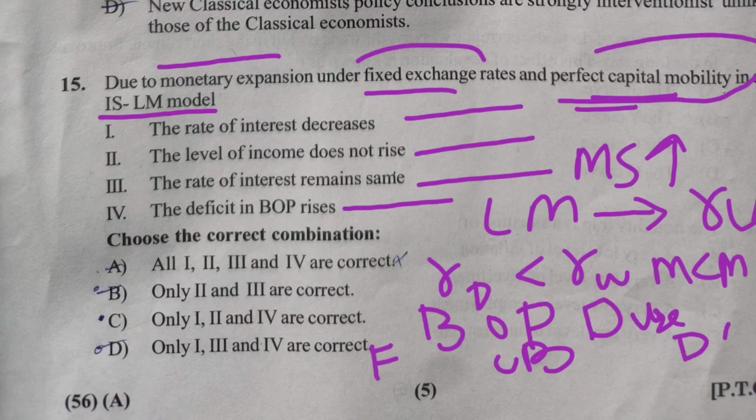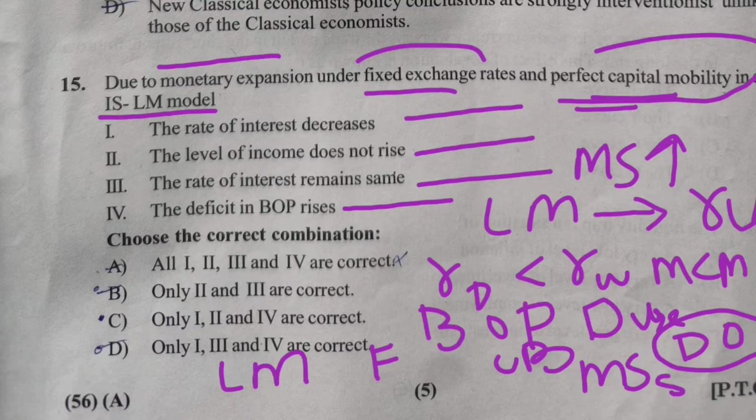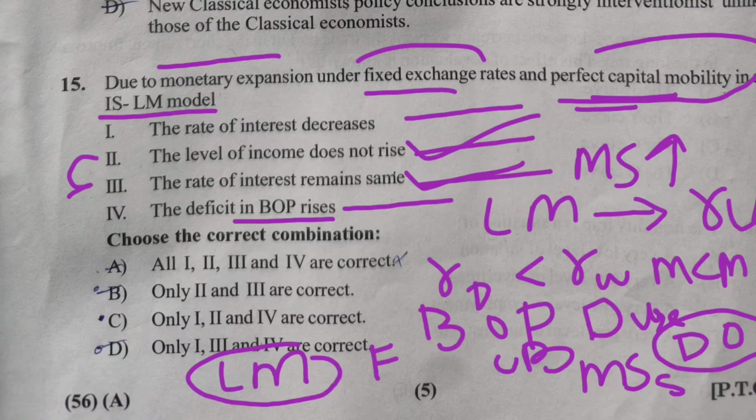Now, when domestic currency is being bought by the central bank, this will cause the domestic money supply to shrink back to its original level, so LM will shift back to its original position, and there will be no change in income. So initially the rate of interest decreases, and the level of income does not rise. Yes, that's true. The rate of interest remains the same, as I have told you. A balance of payments deficit arises. Okay, I guess the third and fourth should be correct.